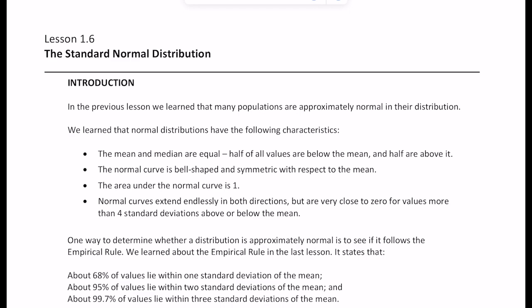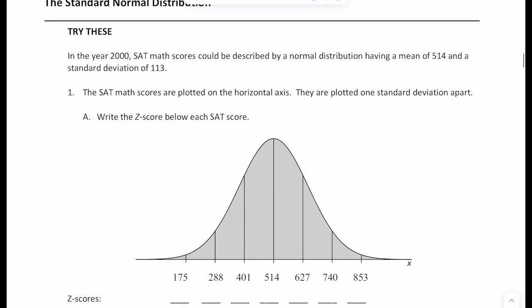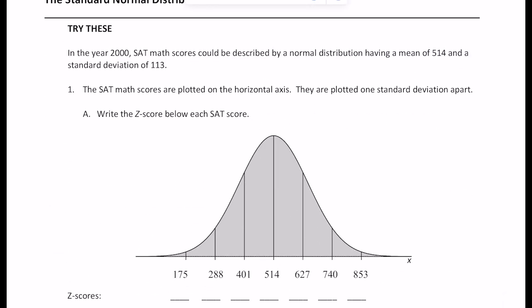Okay, but let's really quickly review using this problem here. So you can feel free to pause the video and try this problem on your own, and then unpause it when you're ready to go over it. In the year 2000, SAT math scores could be described by a normal distribution having a mean of 514 and a standard deviation of 113. The SAT math scores are plotted on the horizontal axis, and they are plotted one standard deviation apart. So below the graph, we want to write the z-score below each SAT score.